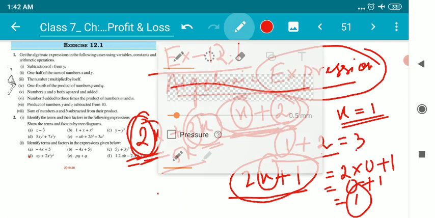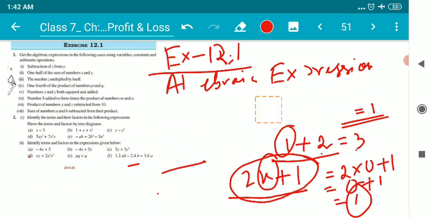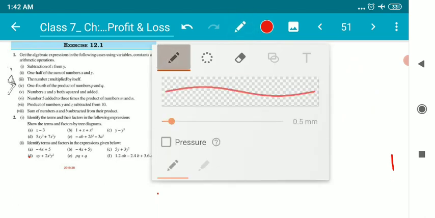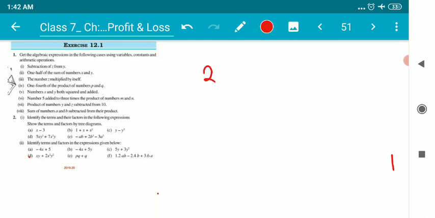Now the question is, sir, what is an equation? Equations are like expressions with both sides. When one expression is equal to another expression, that is called an equation. For example, 2x plus 1 is equal to 4.